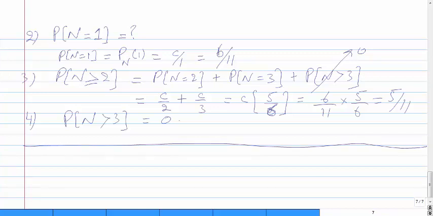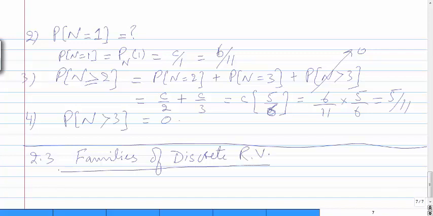Now the next thing that we will start is section 2.3, families of discrete random variables. We will discuss a few families. The first one that we consider is definition 2.5. This is known as the Bernoulli random variable.